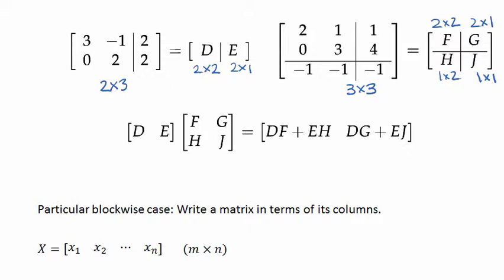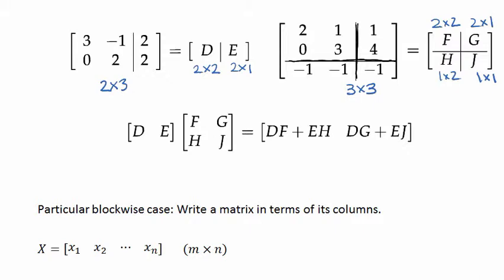When I draw the blocks, I have to use straight lines, either vertical or horizontal, in order to break the matrix into different pieces. And that puts some restrictions on the sizes of the different blocks. The number of rows in F had to be the same as the number of rows in G, and so on. But those rules are very natural.